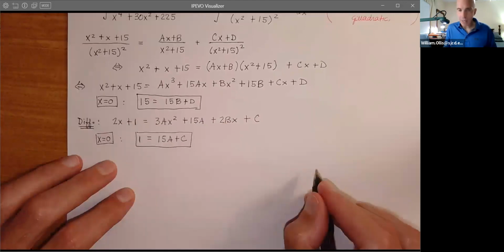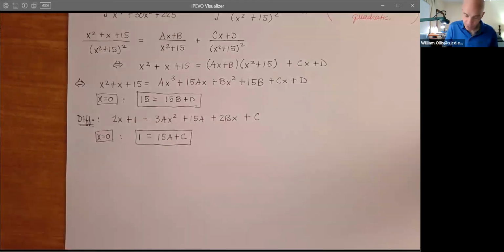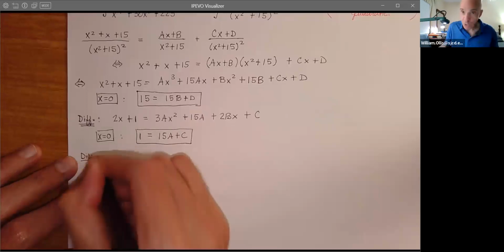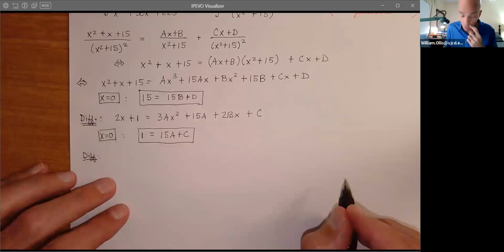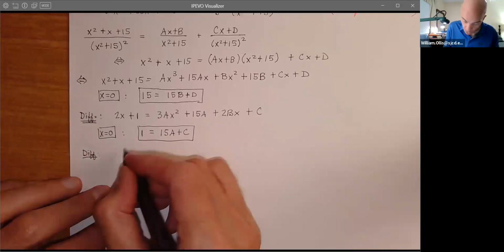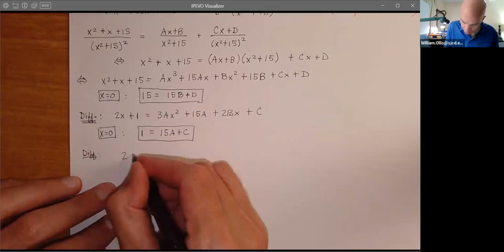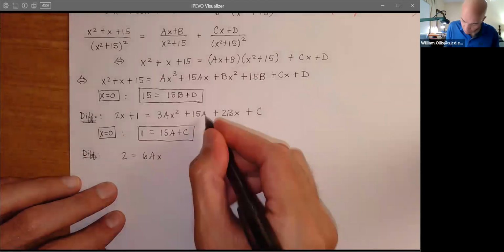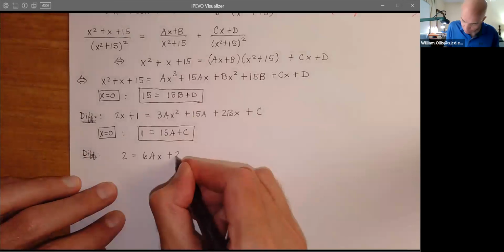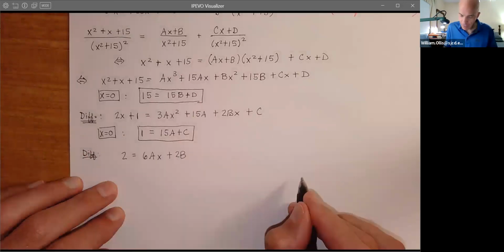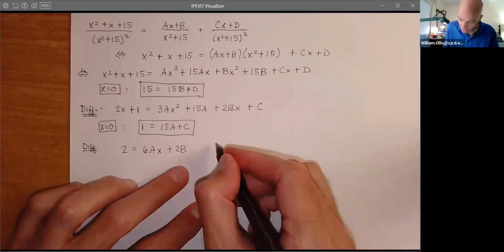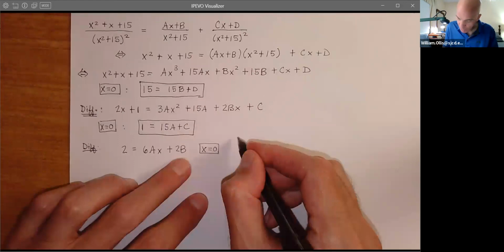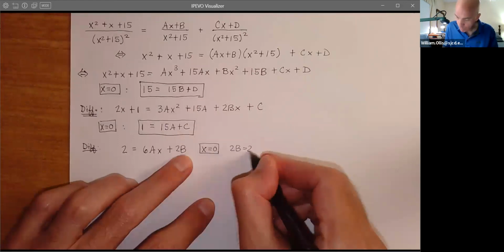So we're thinking, okay, well, good, easy, differentiate again. I bet you never thought you'd be differentiating to find coefficients. So differentiate: 2, 0, 6ax plus 2b. Now let x equal 0. So we get 2b equals 2, so b is 1.